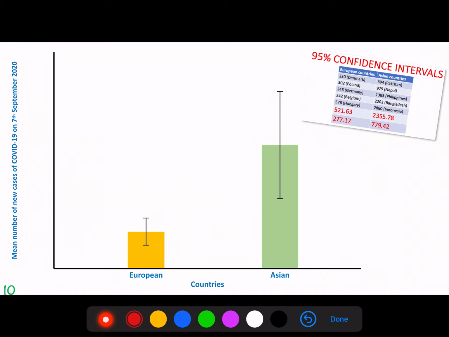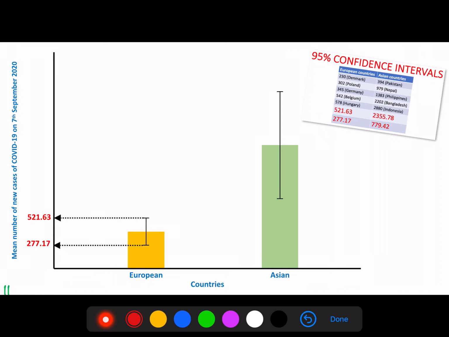So where do our 95% confidence intervals come in? Well, this allows us to plot these 2 error bars. And again, I've done this pretty roughly. There's no scale on the y-axis, but that's not a problem. I'm going to label it up for you. So again, those 4 figures are very important. Let's see why.